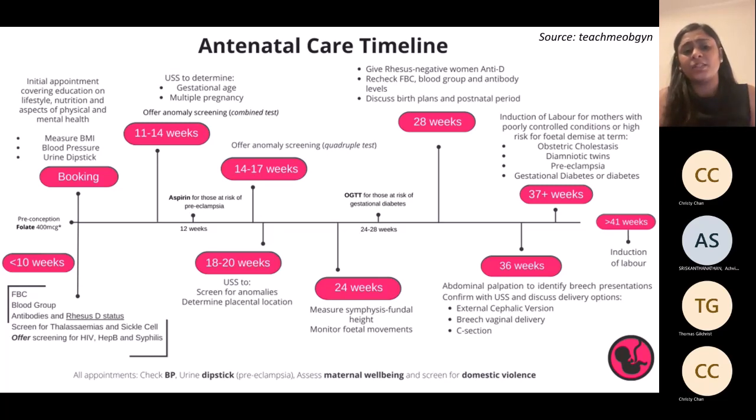The second scan that's usually offered is between 18 to 20 weeks, and it's the anomaly scan. And as the name suggests, it screens for any congenital defects that may be obvious on a scan. Obviously, not all congenital defects can be seen through ultrasound. And finally, it does determine the placental location. And if it's not low, then we don't need to do any further scanning from that point of view.